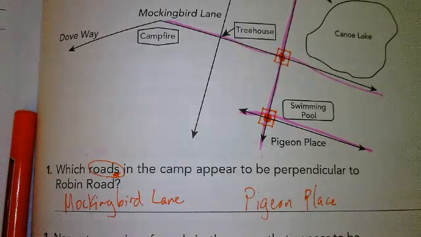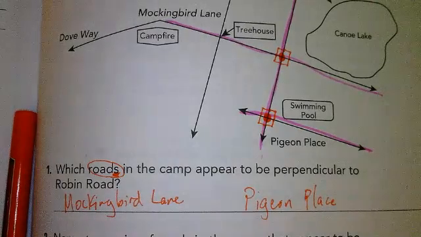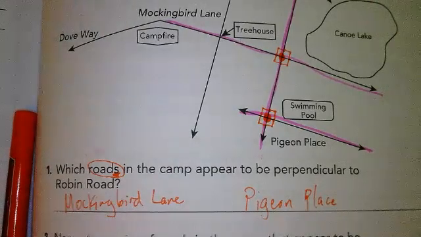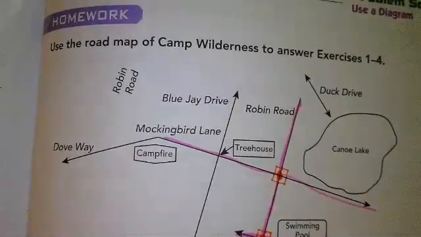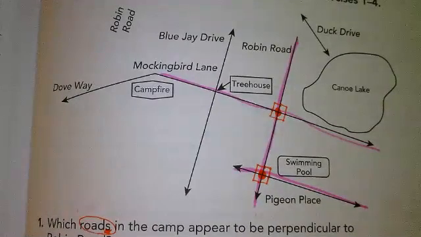1 pair is 2. 2 pairs, that's 4 roads. So we're going to write down 4 roads in the camp that appear to be parallel. Okay, so looking at the map here, can anyone give me 1 set of roads that appear to be parallel? What's 1 set?